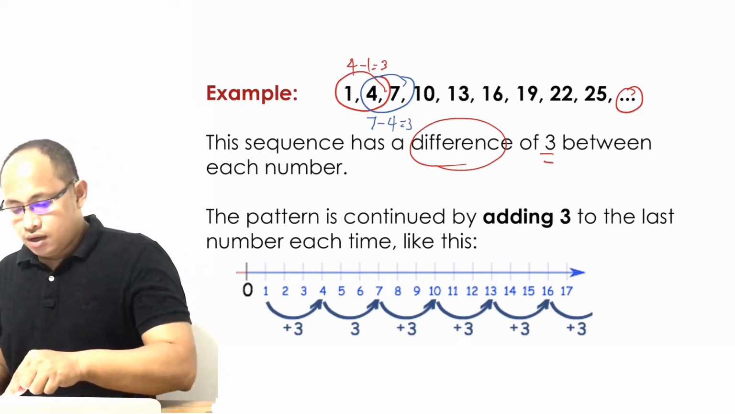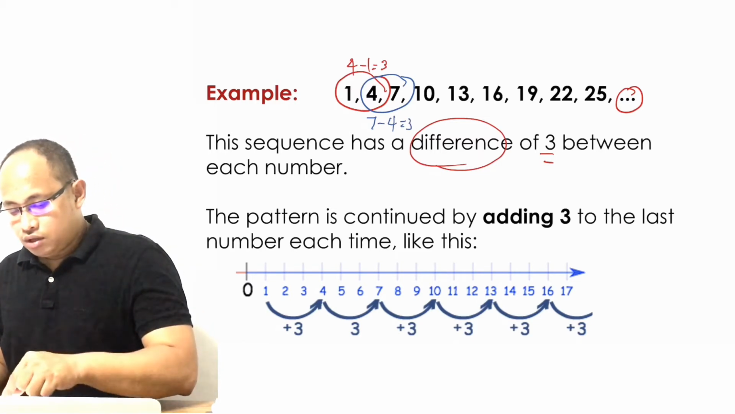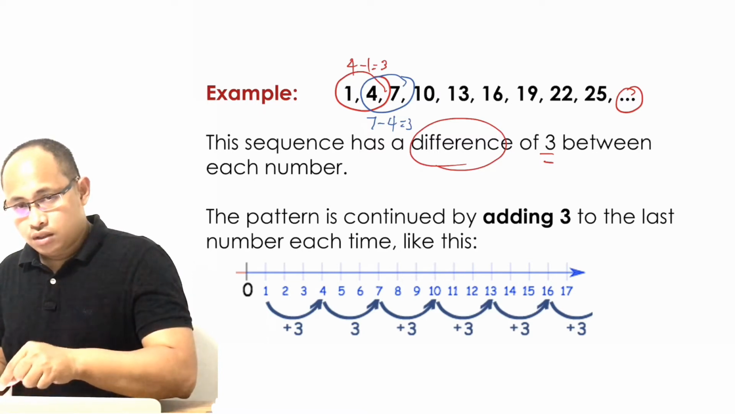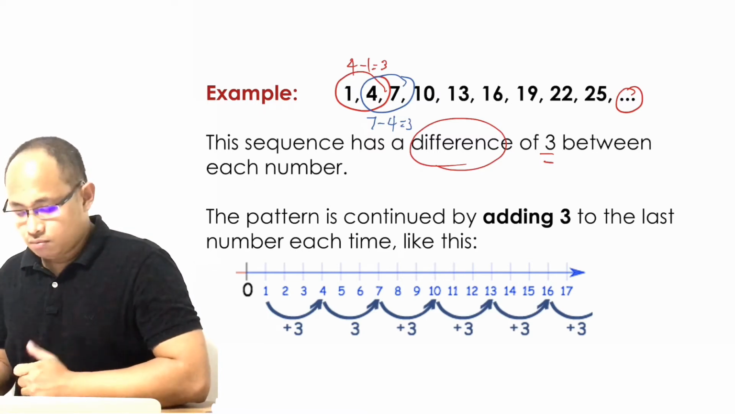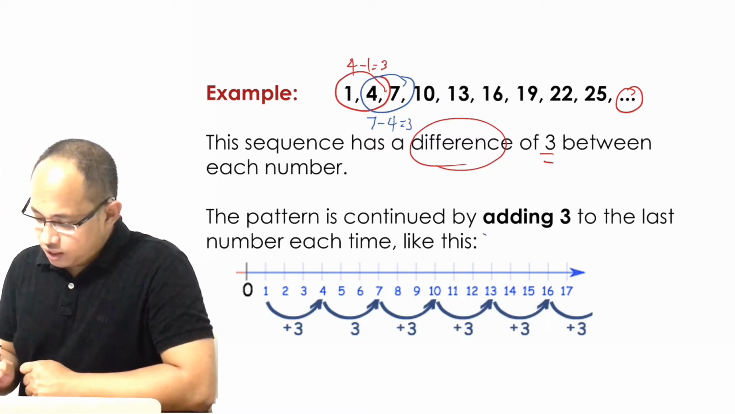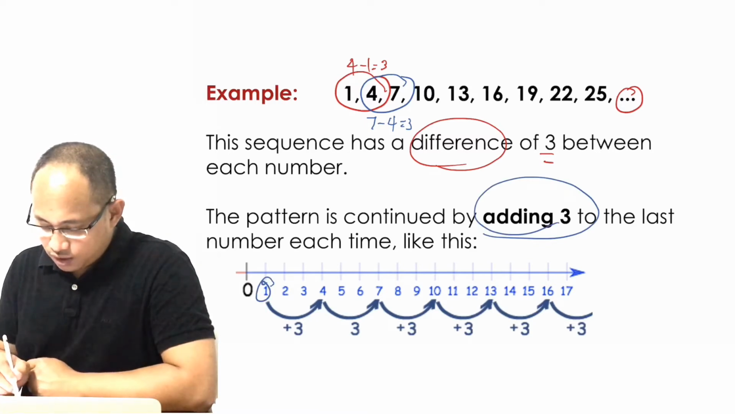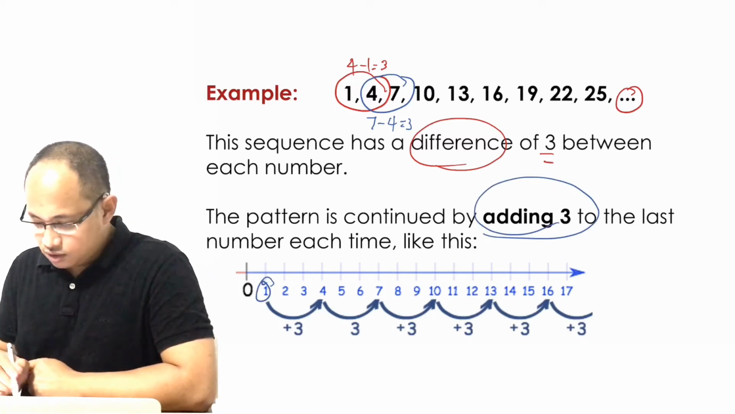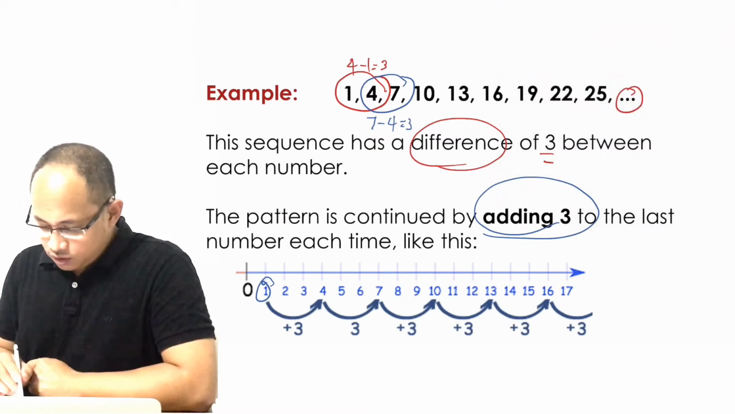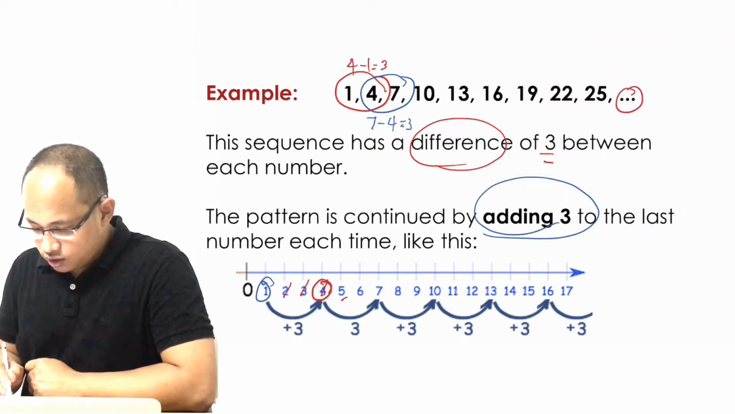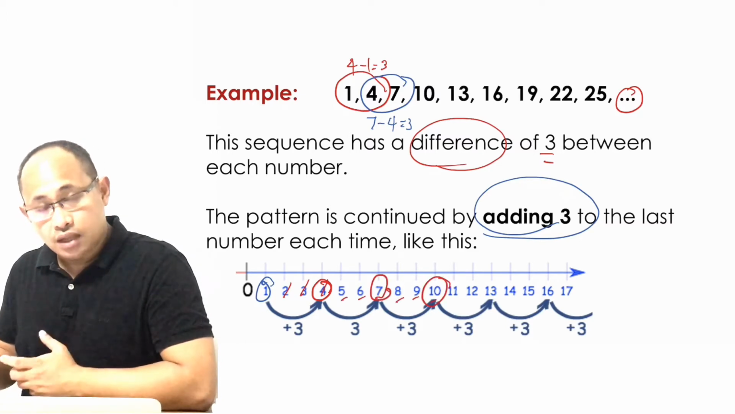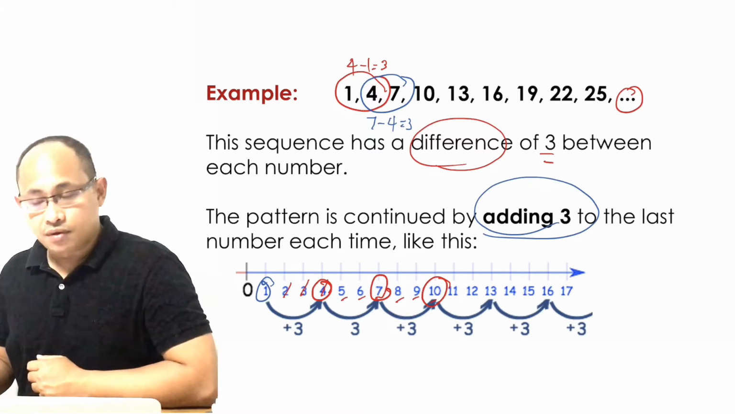So therefore, if you add 3 to 1, the answer is 4. If you add 3 to 4, the answer is 7. So we add 3. The first number is 1. Now we add 3: 1, 2, 3. So the answer is 4. Again, 1, 2, 3. The answer is 7. 1, 2, 3. The answer is 10. You add 3 because that is the common difference.